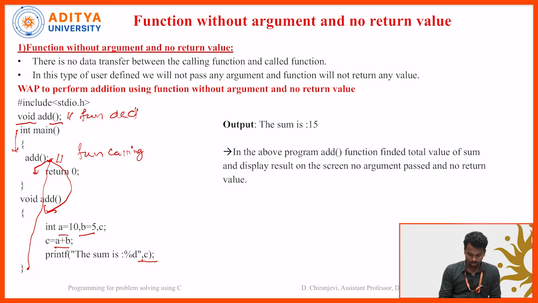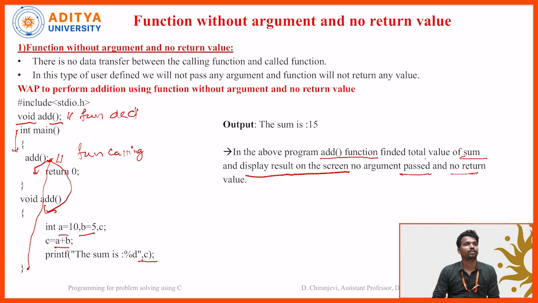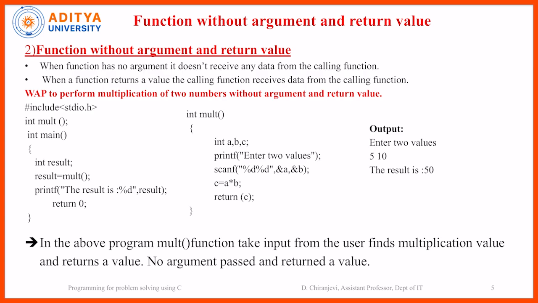So here in this program, the add function finds the sum of two variables and displays the result on the screen. We have not passed any arguments to the function and it did not return any value. The function add did not return any value, we only displayed the value by using printf. So this is the first one, that is function without argument and no return value. Now the second one: let's understand function without argument and return value.